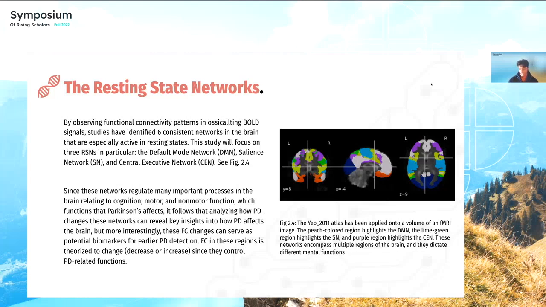And on the right, I have plotted an atlas, the Yeo 2011 atlas, which outlines 7 RSNs. I've applied it to a volume of one of my fMRI scans, and I've plotted all the RSNs. The particular ones are the peach color region, which is the DMN, default mode network. The lime green is for the salience network, and the purple region is the central executive network. These networks encompass multiple regions of the brain to dictate different mental functions, but like I said, they correlate closely with what Parkinson's disease affects.